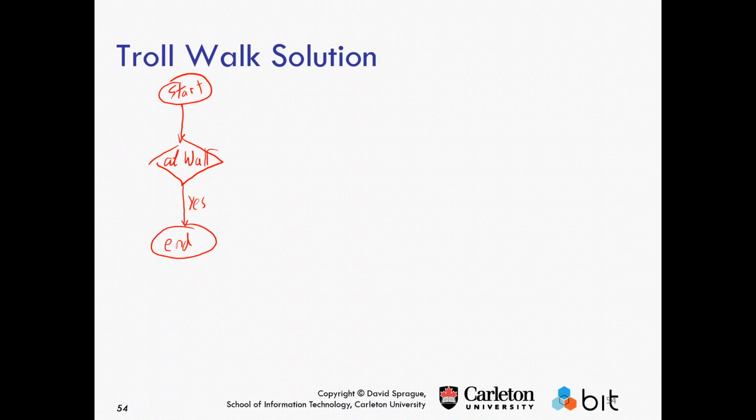Except, what happens if I'm already at the wall? I don't want to walk through the wall initially. I need to check first and then walk. So if I'm at the wall, no, I have a no at this, then I'm going to walk, and then this thing is just going to go back here.